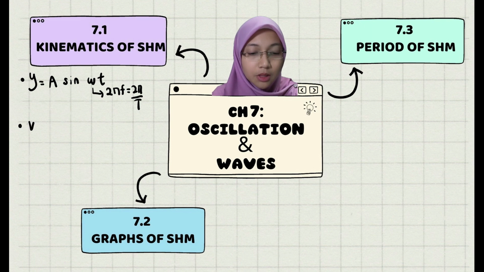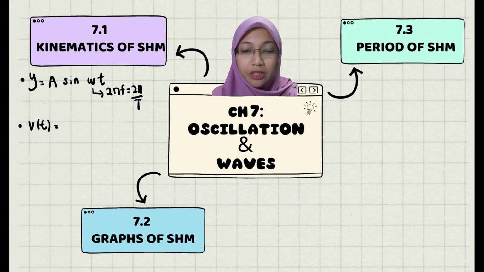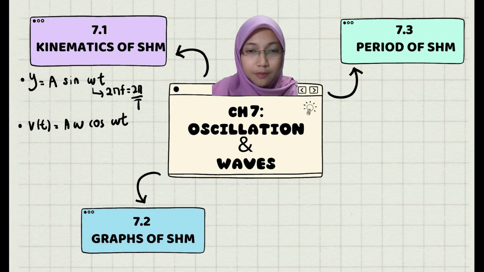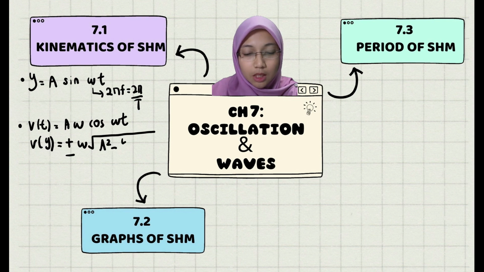For velocity, we have the equation for velocity in terms of time, and also the equation for velocity in terms of displacement. For time, we have A omega cos omega t. For displacement, we have v is equal to plus minus omega square root of A squared minus y squared. Okay, so that is for velocity.